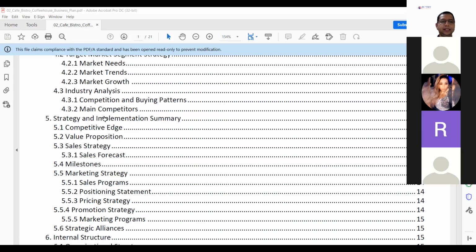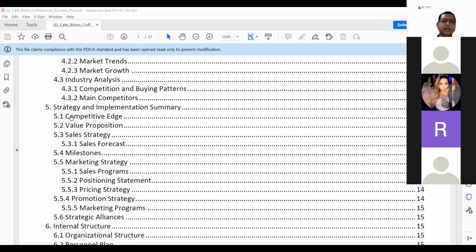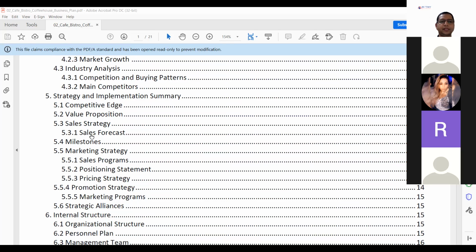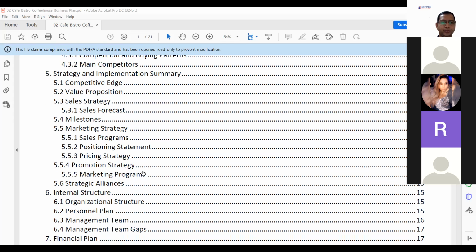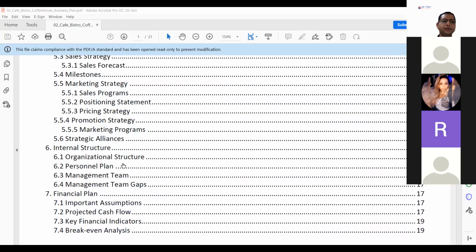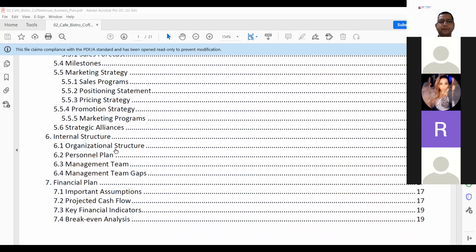You will also be indicating who are the main competitors in this business. Then the strategy and implementation summary. You can put the competitive advantage and the value proposition of your products or services. What are the sales forecast and milestones, I mean the short-term or long-term plans, your marketing strategy, the sales program, positioning statement, pricing, promotion, and marketing programs. Under marketing, you can also put the strategic alliances. Sometimes you need to do an alliance so that you can increase your sales and generate more revenue.